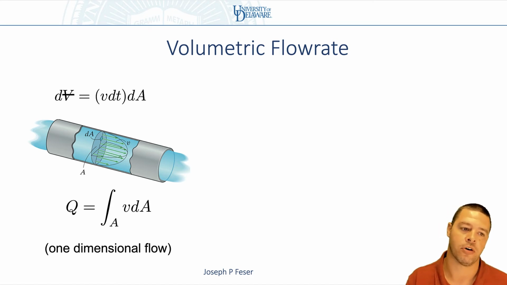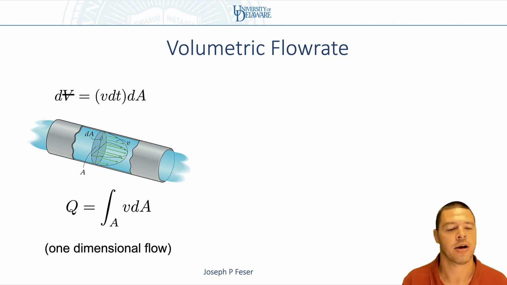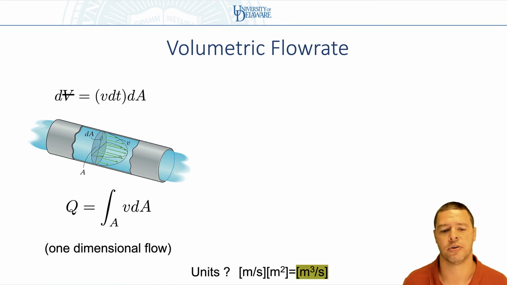And if I want to sum over, let's say, the whole cross section of a pipe, I just integrate, right? So let's define volumetric flow rate using a variable Q. For some reason, capital Q is often chosen as a variable to describe flow rate. So let's say that the volumetric flow rate Q is just the integral of velocity dA. So that works perfectly fine for one-dimensional flow.